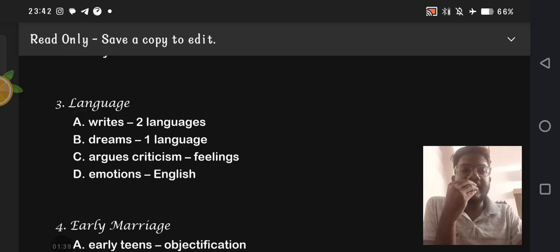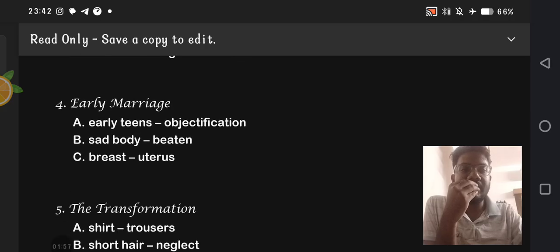And she argues the criticism which is directed from the society that she shouldn't use English language and she should stick to Tamil. But she firmly stands upon the decision to write in English since she feels comfortable with it, her own identity and her own language. She embraces English as her own language.